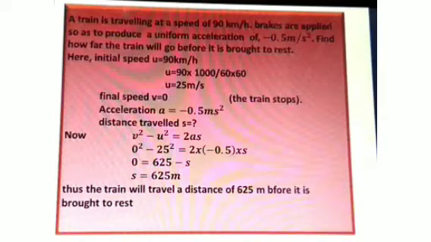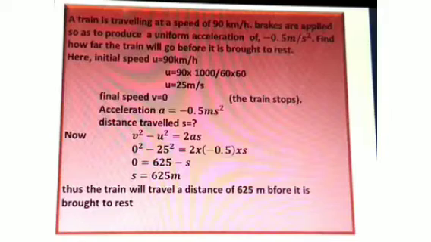Then it is given in kilometer per hour, so we should change into meter per second. That we already learned how to change. So here u is equal to 90 into 1000, 90 kilometer is equal to 90 into 1000, the whole divided by 1 hour, which is 60 into 60 second. That is u is equal to 25 meter per second. Then the final speed v is equal to 0 because the train is going to stop. Acceleration a is equal to minus 0.5 meter per second square.